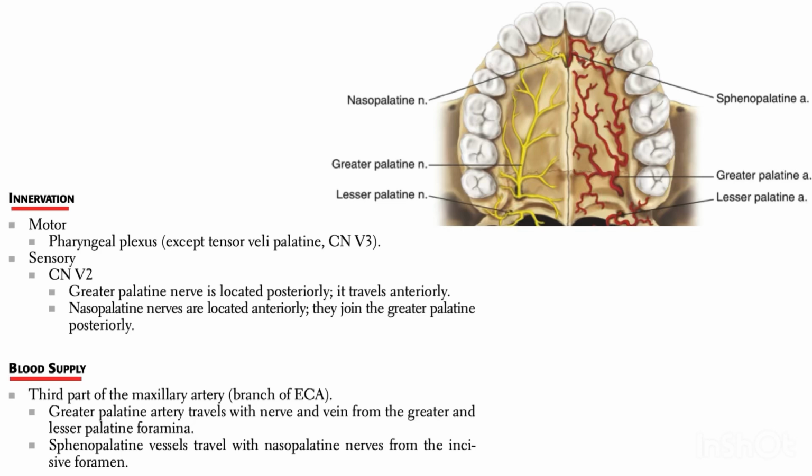Guys, the nerve supply and blood supply is a very important topic, especially if we talk about the palate. It's always confusing between the nerves and the vessels. So the nerves are greater palatine and nasopalatine and the blood vessels are greater palatine and sphenopalatine. Okay, let's move on to the next slide.